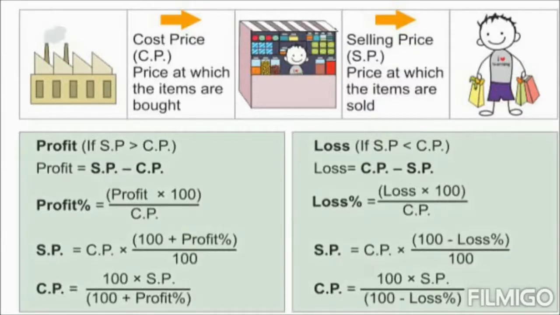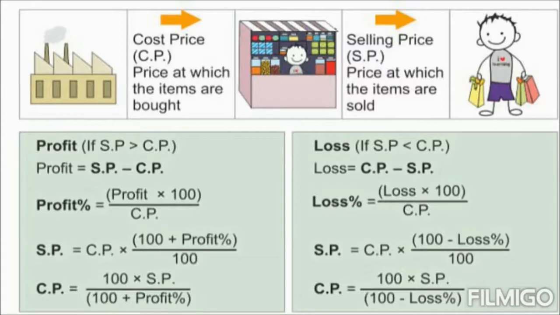Now we learned some important terms and the basic formulas and the additional formulas related to profit and loss. There is a shopkeeper in this picture. You can see that the shopkeeper is going to purchase the articles from the factory and he is going to sell the articles to the consumer. Now at what price is he purchasing? He is purchasing from the company, from the factory, and that price is called cost price, and he is selling to the consumer at a particular price. That price is called selling price.